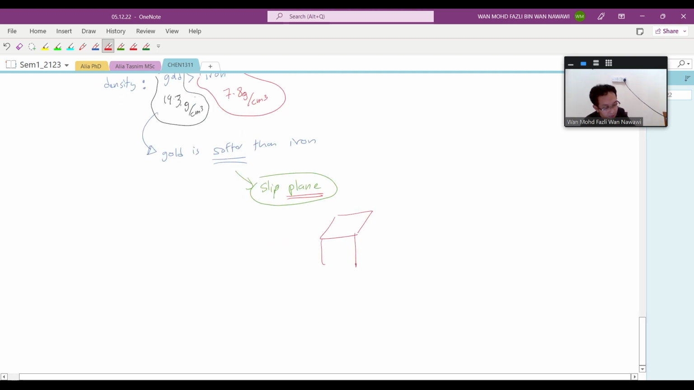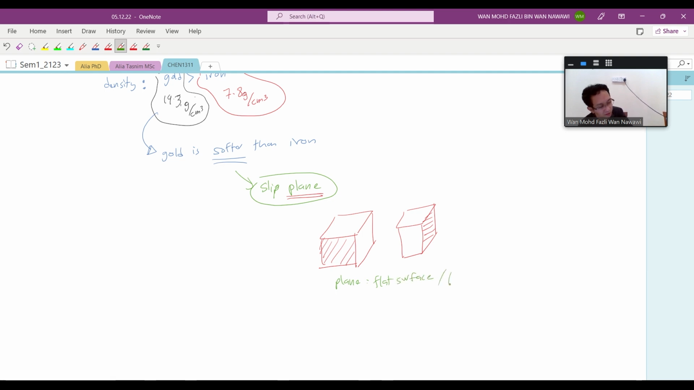For example, let's say I have this cube. This is a plane. This is also a plane. A plane is just like a layer where the atoms reside. So we can say a plane is simply a flat surface, or a layer like that. So that's a plane. Let's talk a little bit about the plane.